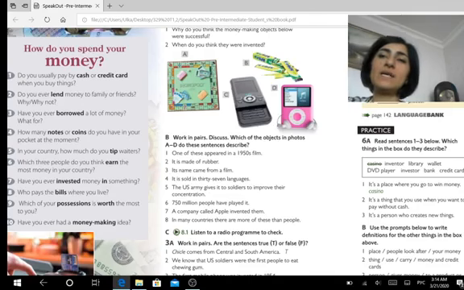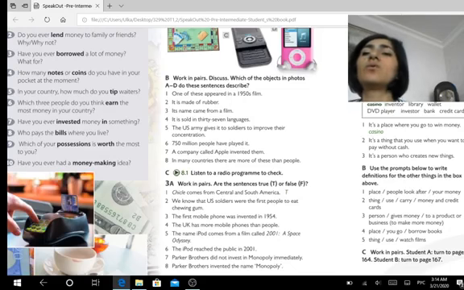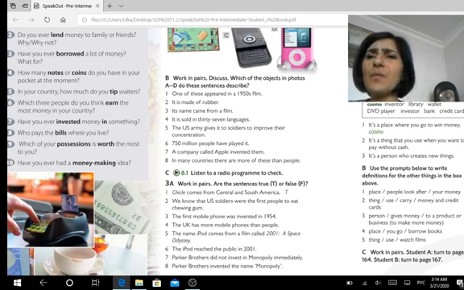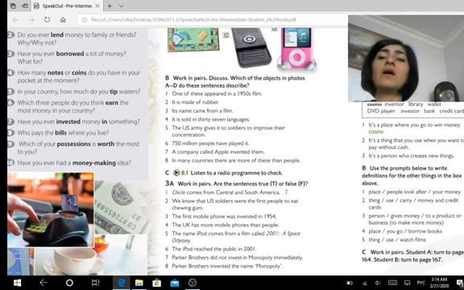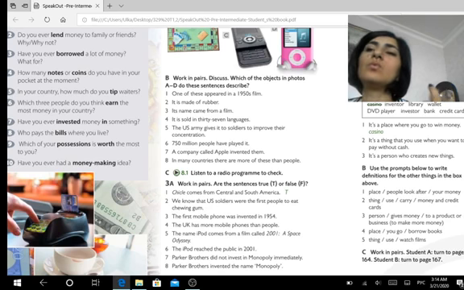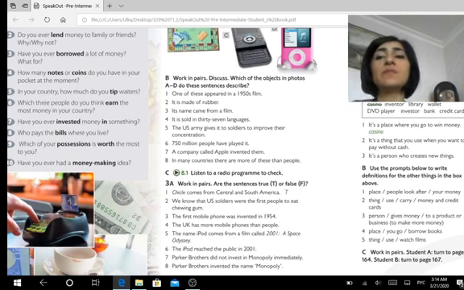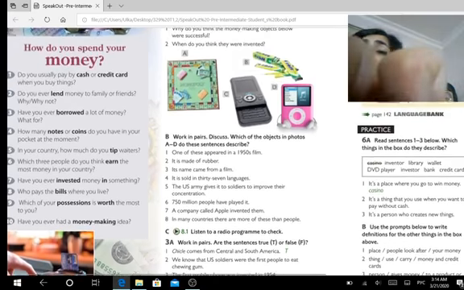So if you go to exercise 2B, it's below, you see some statements about the years the things were invented, or some other info about these inventions, these objects. So before listening, I would like you to just read the statements and guess which objects these statements belong to. For example, let's take the first one. One of these appeared in a 1950s film. So what do you think appeared in a 1950s film?